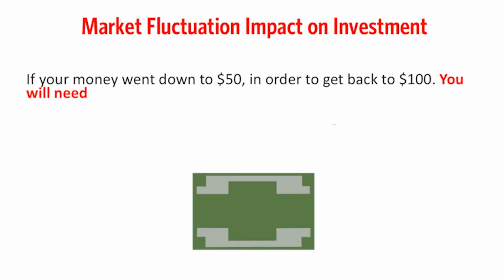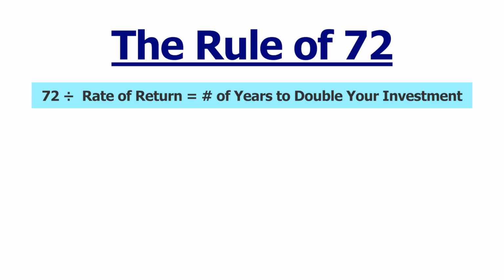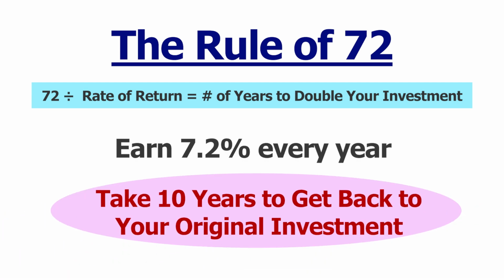But the most important thing I wanted to make you aware of is that when you lose 50% with an ending balance of $50, in order to get back to the original $100, your $50 needs to double. Your $50 needs to earn 100% return just to have the $100 back in your account. See, let's apply the rule of 72 for calculation. If you can earn 7.2% every year, it will take you approximately 10 years to get back the original $100.